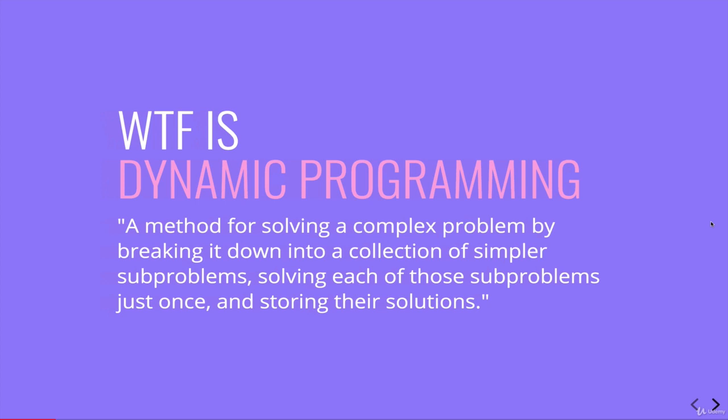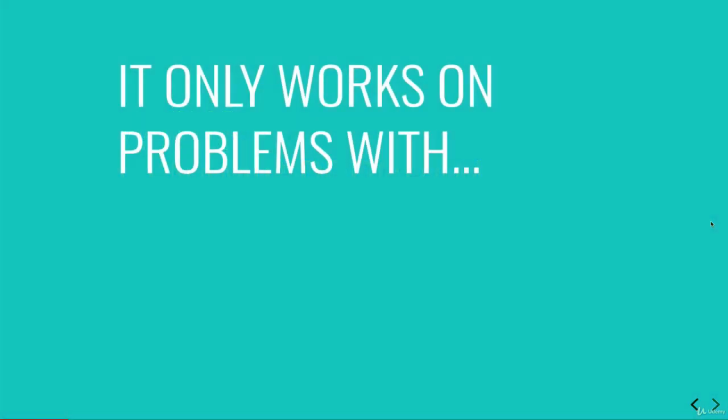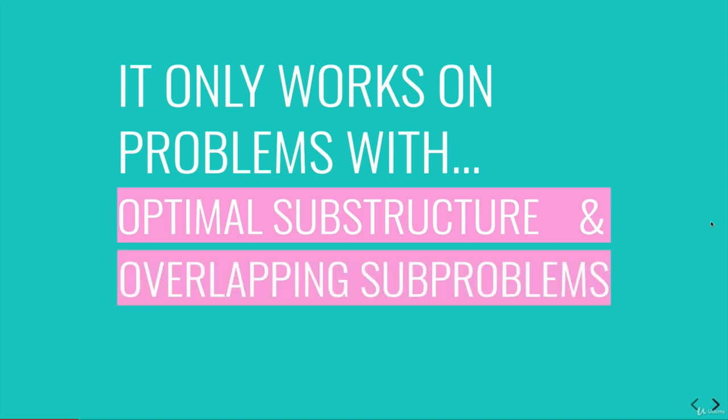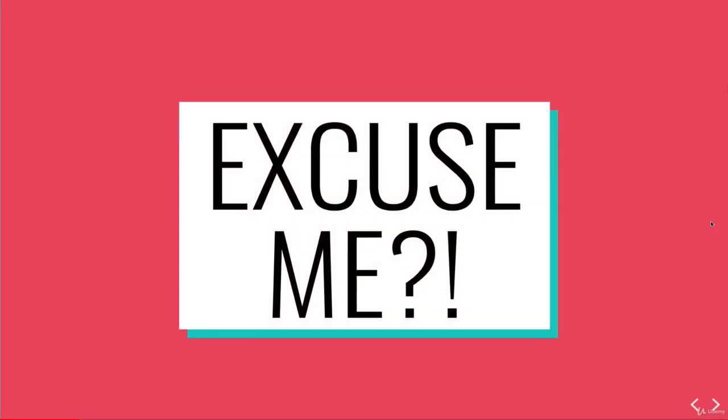But let's talk about how we know when we could even use it, because I've mentioned a couple times, there's only specific situations, specific problems where it works. And there's two things we have to look for. So we can use dynamic programming if we have an optimal substructure present and overlapping subproblems. I know, it sounds insane. It's a little intimidating. We're going to step through each of those in a separate video.